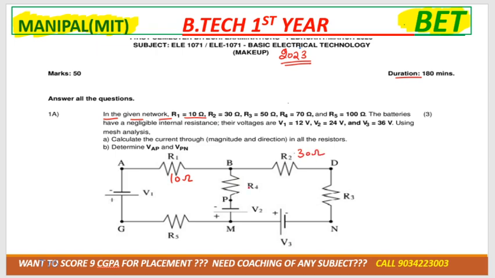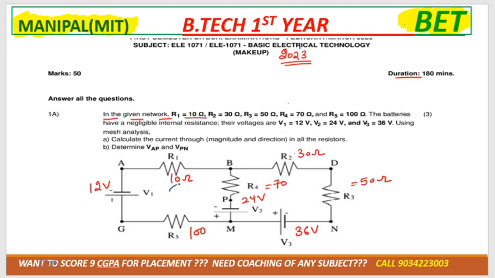to 30 ohm, R3 is equal to 50 ohm, R4 is equal to 70 ohm, R5 is equal to 100 ohm, right? The batteries have negligible internal resistance and their voltages V1 is equal to 12 volt, V2 is equal to 24 volt and V3 is equal to 36 volt. Then they said using mesh analysis calculate the current, magnitude and direction, in all the resistors.